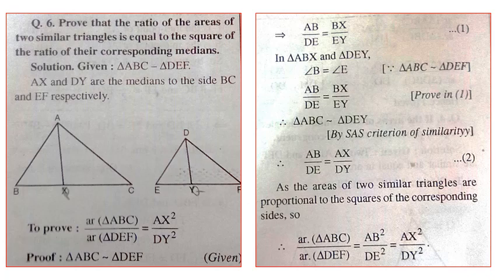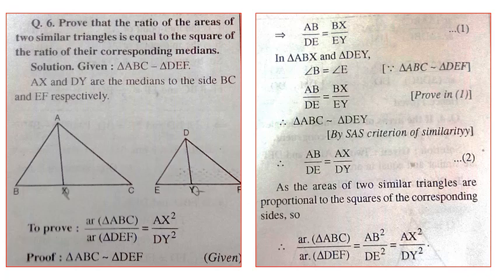Proof. Triangle ABC is similar to triangle DEF, it's given. Therefore, AB by DE is equal to BX by EY. Their corresponding sides are proportional. Let it be equation number 1. In triangle ABX and triangle DEY, angle B is equal to angle E because triangle ABC is similar to triangle DEF, so their corresponding angles are equal.